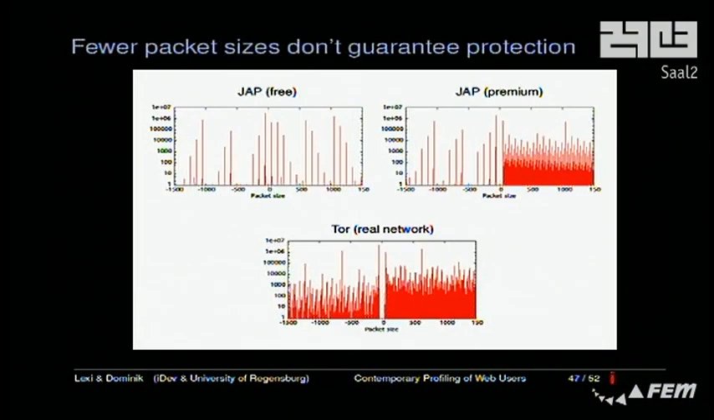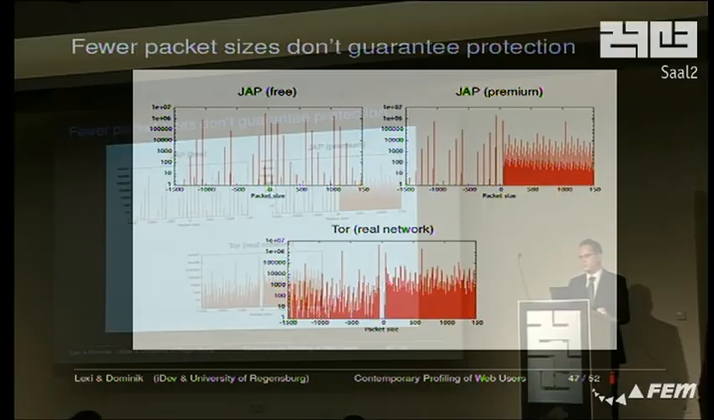If you're looking at those accumulated graphs here, you see basically all the packet sizes that occurred during the tests. You see that the free cascade, which is located only on one server, has very few packet sizes. You can count them on two hands, probably. The premium cascade has a lot more packet sizes, and the real Tor network has really many packet sizes. And that's due to TCP fragmentation, basically, which is happening all the time in the Tor network because it's overloaded, so slow, different operating systems, and so on. So there's no guarantee regarding Tor's 512-byte cells.